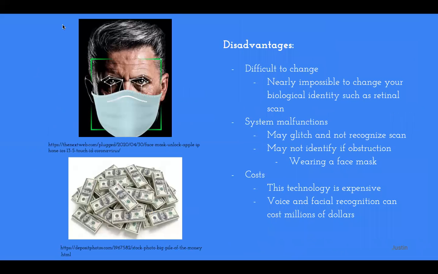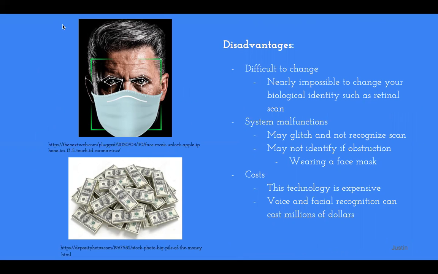On the other hand, there are a few disadvantages to this system. One of these drawbacks revolves around the reason why these information systems are secure. It is difficult to change an individual's biological identity. Also, if there is an object obscuring the point of verification, then the system may not properly identify the individual.